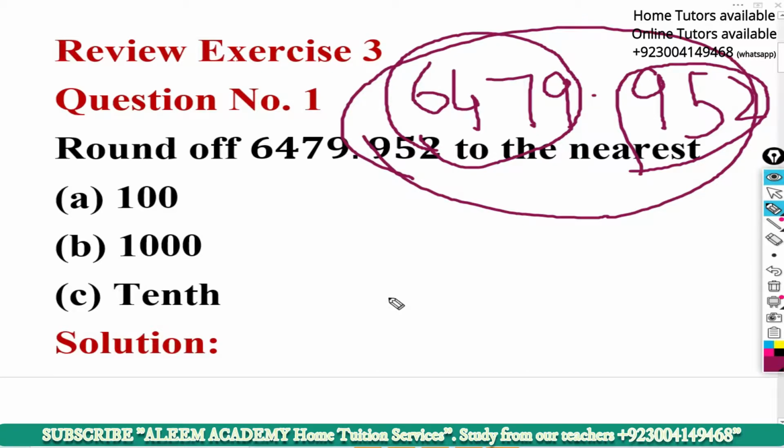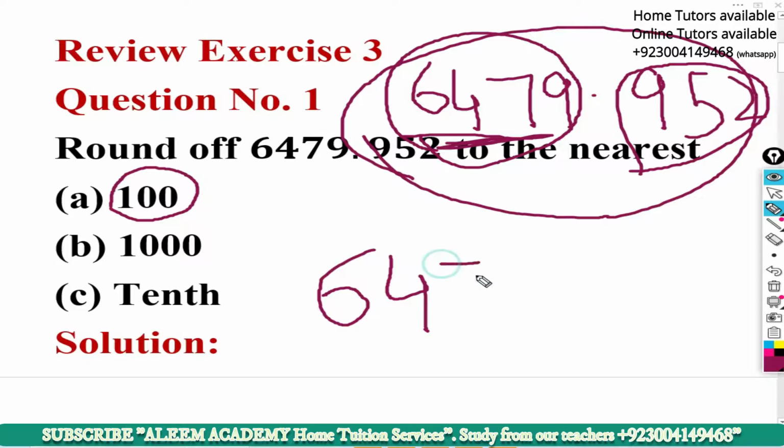Okay, now see what you have to do in the first part. You have to round off this number to the nearest 100. Is 100 a whole number or a decimal number? 100 is a whole number, so we will take only the whole number part. So we will only consider 6479. In this number, this is units, this is tens, this is hundreds, and this is thousands. So we have to round off this number to the nearest 100.